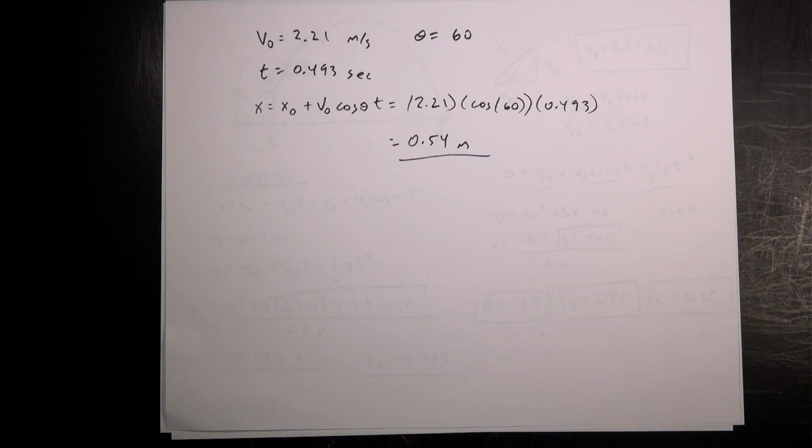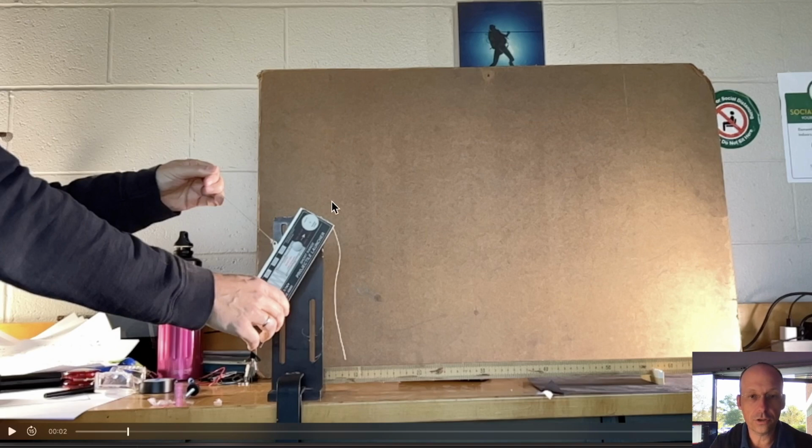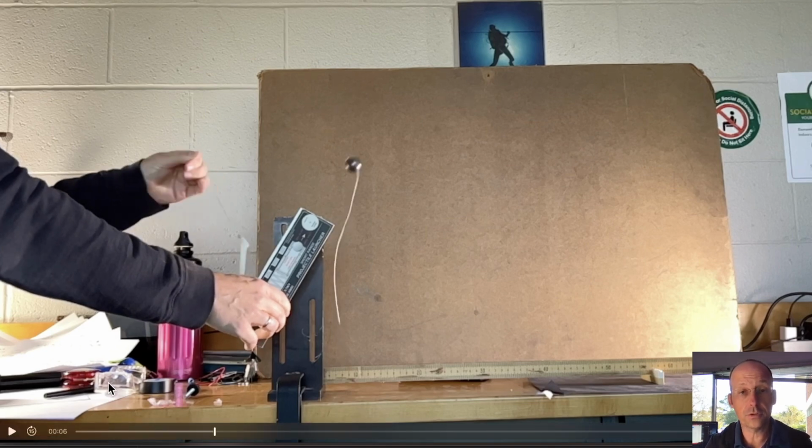Okay, let's see, I have it right here, just so you can see what it looks like. So here's the launcher. It's at a 60-degree angle. I'm just going to scroll through in slow motion, because it's in slow motion.